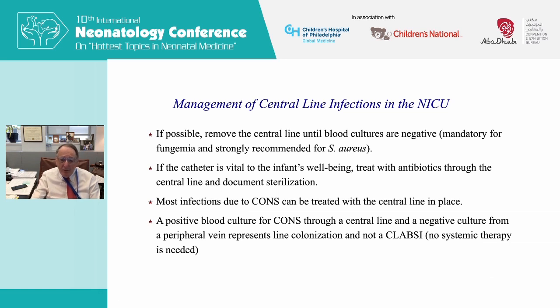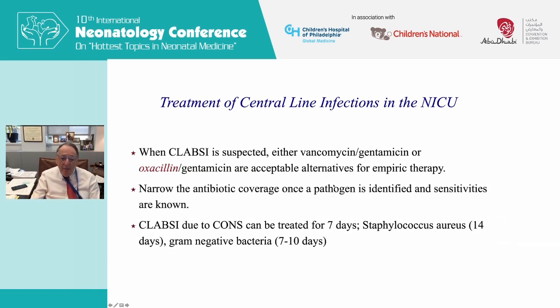Coagulase-negative staphylococcus can be treated with a central line in place. And remember, if you have a central line blood culture positive for coagulase-negative staphylococcus, that often represents colonization and not infection. And how about treatment? When CLABSI is suspected, there are two choices. The one we prefer to use at Columbia, now in many centers across the country, is oxacillin and gentamicin. The other combination, with vancomycin, is probably acceptable, except we try to avoid vancomycin use and decrease the likelihood of a vancomycin-resistant pathogen. And starting with oxacillin and then switching to vancomycin does not increase mortality.